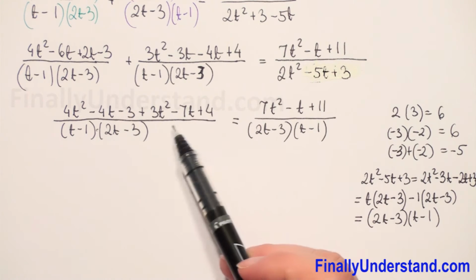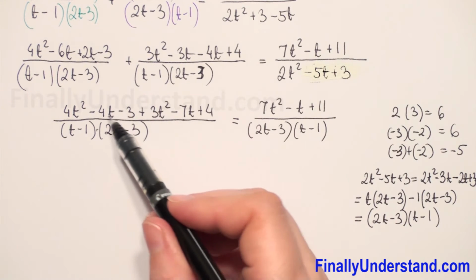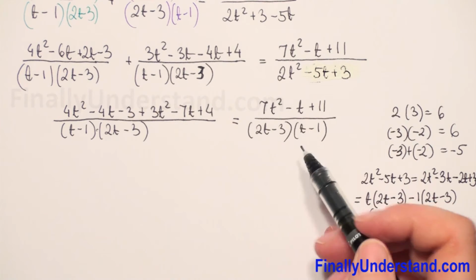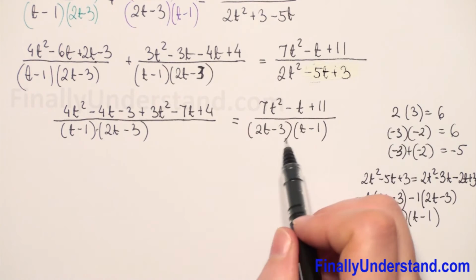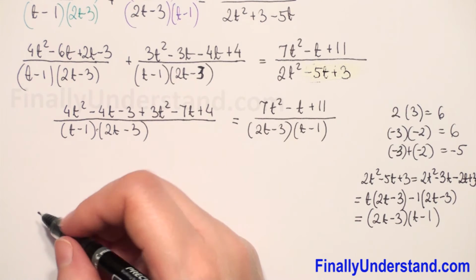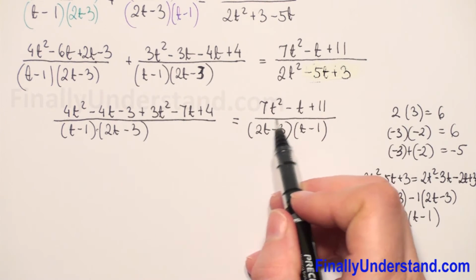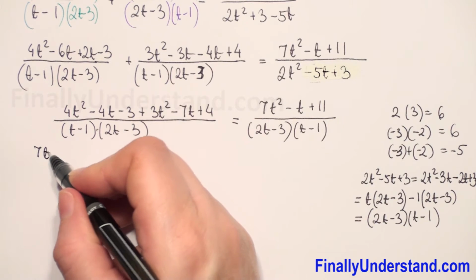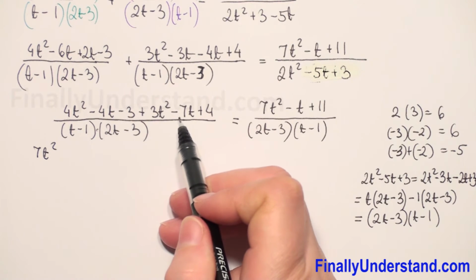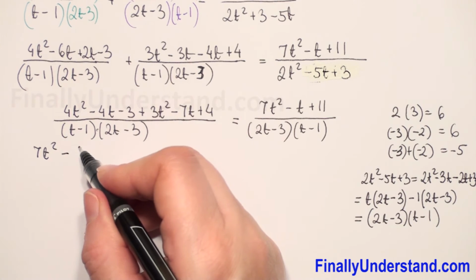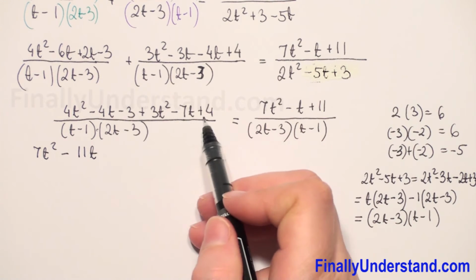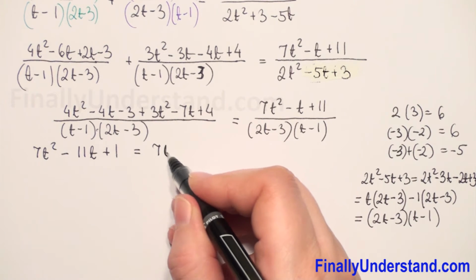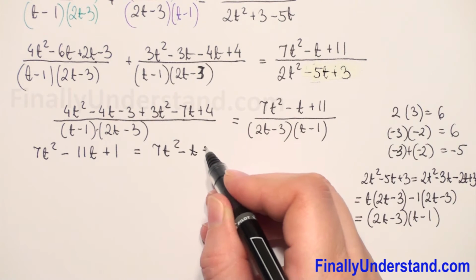The fractions' left side will be equal to the right side only when the numerator on the left side is equal to the numerator on the right side. So we can forget about the denominators and rewrite only the numerators, and we combine like terms: 4t squared and 3t squared, so this is 7t squared; negative 4t and negative 7t, so this is negative 11t; negative 3 and positive 4, so this will be plus 1. This is equal to 7t squared minus t plus 11.